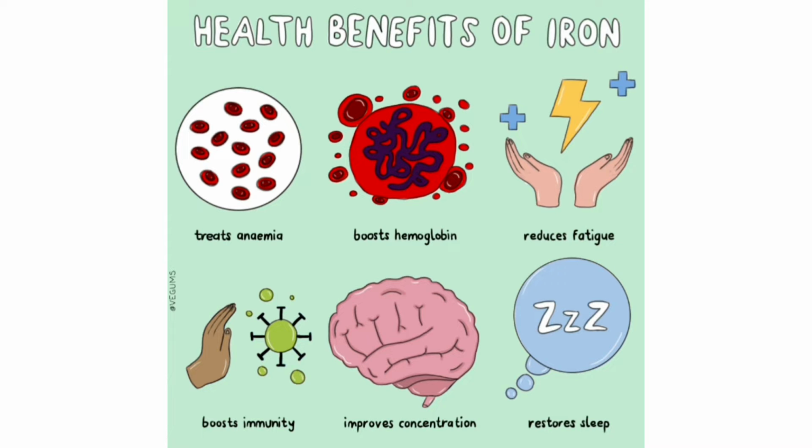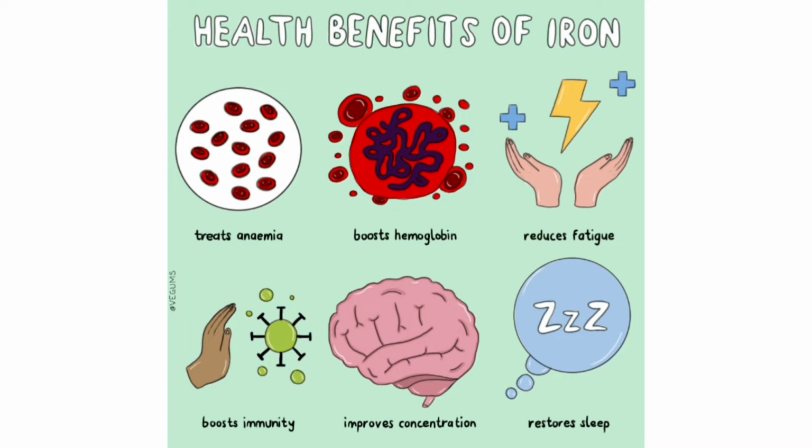Iron has various kinds of health benefits, and it helps in various kinds of reactions and protective functions in our body. So there is a cartoon picture for the health benefits of iron. That is, it treats anemia, it boosts hemoglobin, it reduces fatigue, it boosts our immunity, it improves concentration, and it restores sleep. And there are more functions of iron in our body. So let's discuss that.